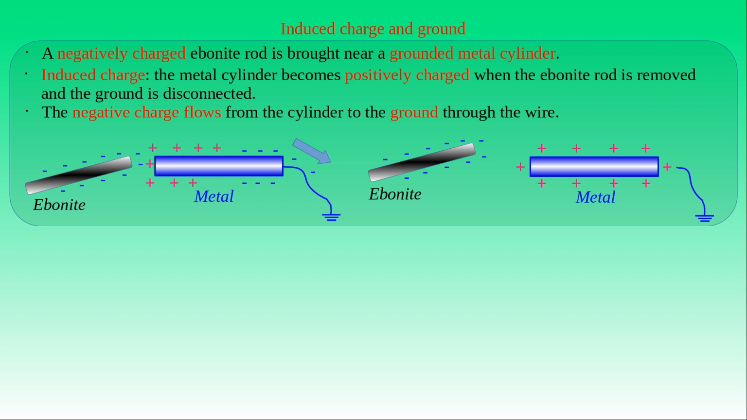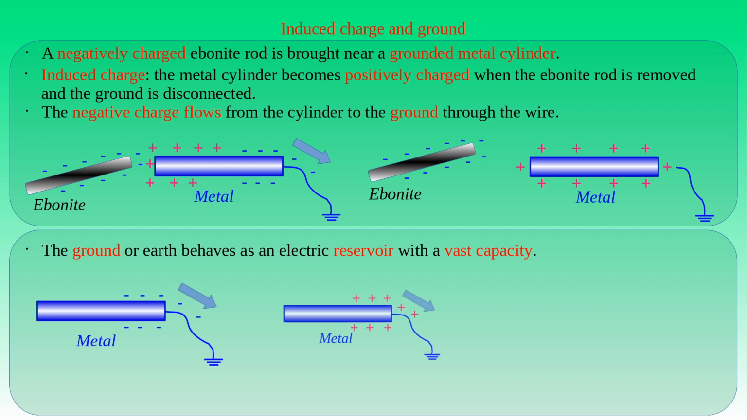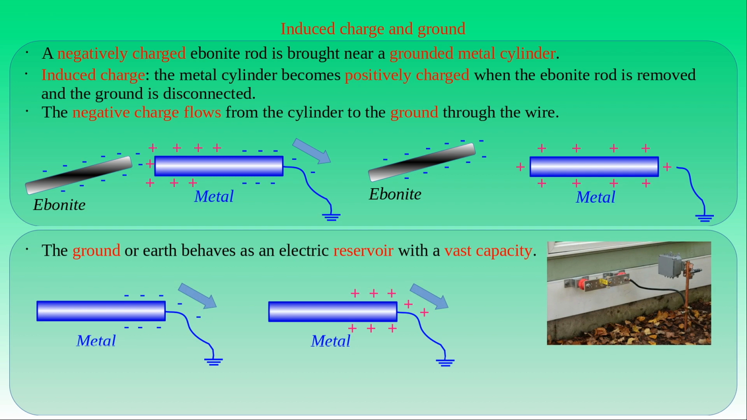This experiment demonstrates that the ground or the earth behaves as an electric reservoir with a vast capacity. Theoretically, it can attain or supply an infinite amount of charge without being in a charged state. As a result, we can transfer an arbitrary amount of negative or positive charge between any object and the ground if we bring them into contact. The photo shows a building grounded to the earth for safety reason.